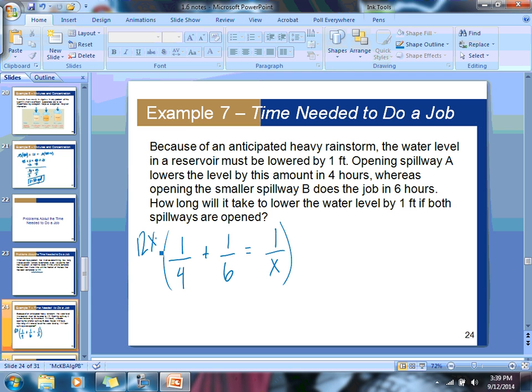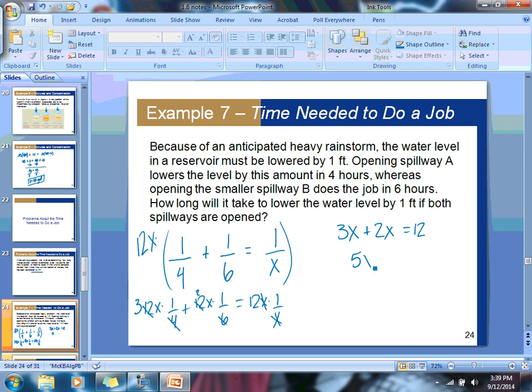And again, you can write it like that, or you can write 12x times 1/4 plus 12x times 1/6 equals 12x times 1/x. So now doing that helps us cancel out the fractions in this equation that we wrote. 4 goes into 12 3 times, so now I have 3x. 6 goes into 12 2 times, so when I multiply across, I get 2x. And then here the x's cancel, so that equals 12.